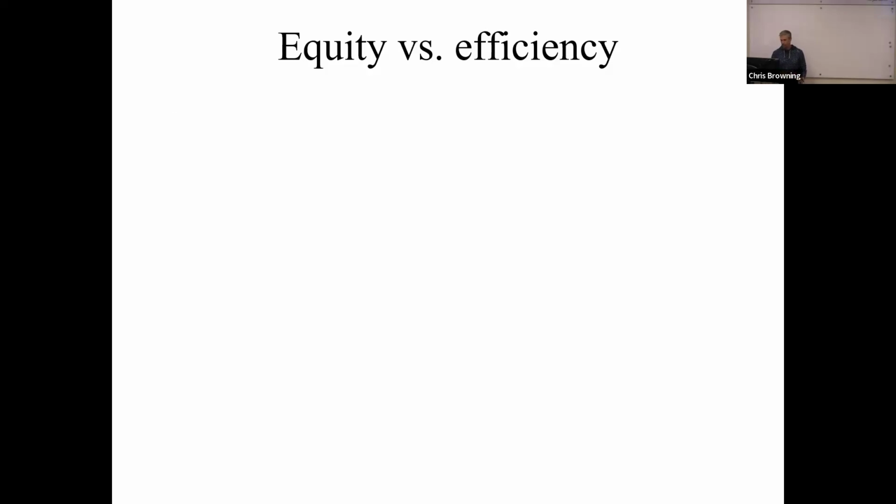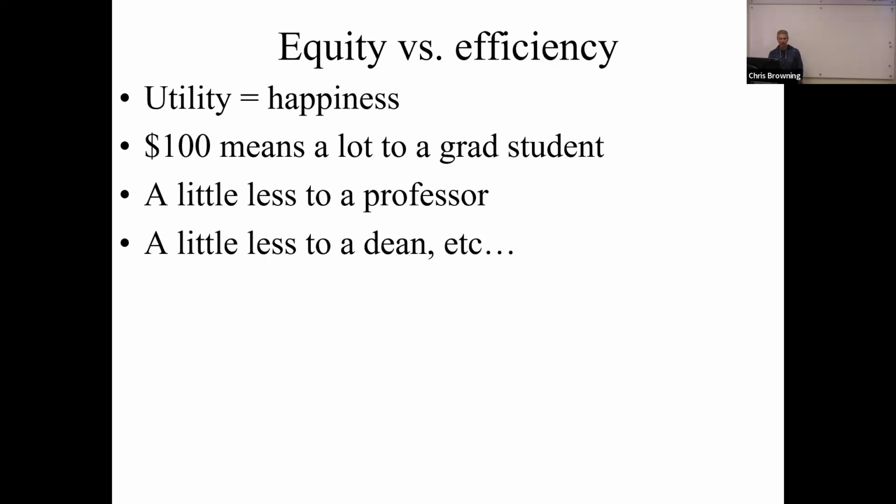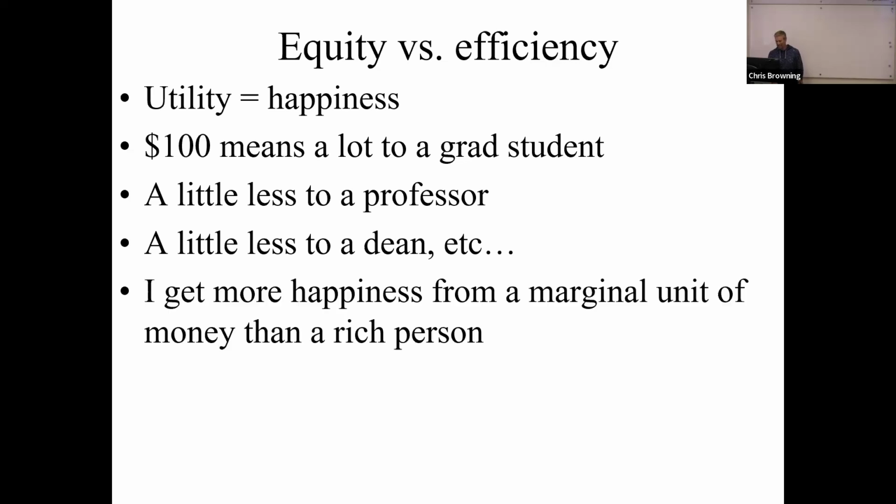All right. Equity versus efficiency. We agree that utility equals happiness. $100 means more to a grad student, a little bit less to a professor, and not much, a little bit less, to a dean, because the marginal utility of consuming an additional unit is less as resources increase.